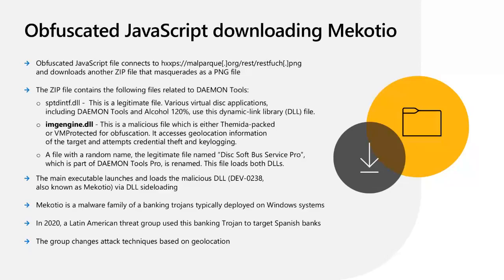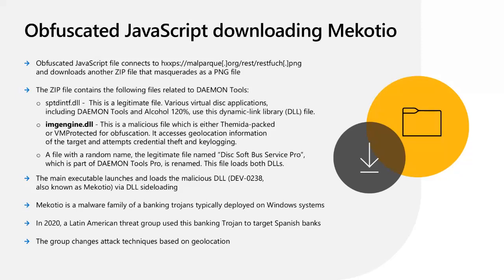As mentioned previously in the attack kill chain, this zip file has 3 modules: 2 DLLs and 1 randomly named exe. These are the supporting files needed by the legitimate file named DiskSoft Bus Service Pro. And these DLLs are needed for proper execution of these Daemon Tools Pro tools. The SPDT inf.dll is a legitimate file, and it is needed for the exe to be executed properly.